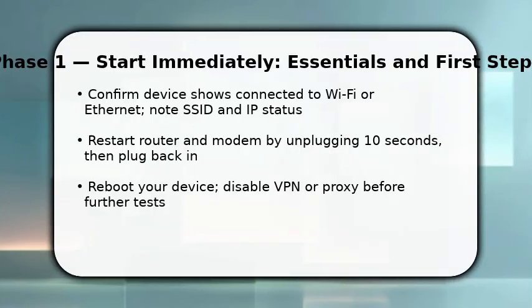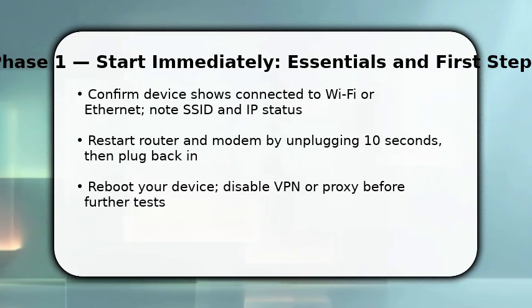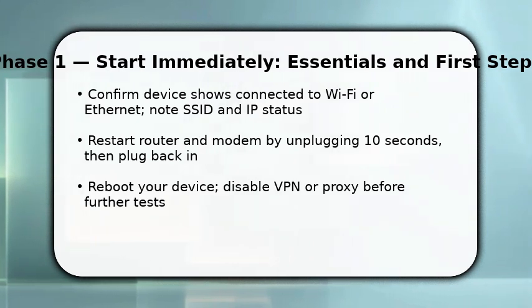You start by verifying connection details and removing obvious blockers. Note the SSID and IP type. Once done, power cycle modem and router, unplug for 10 seconds, then restore power because this clears transient routing issues.